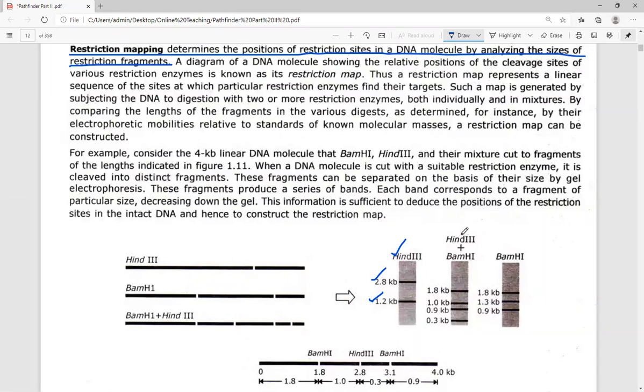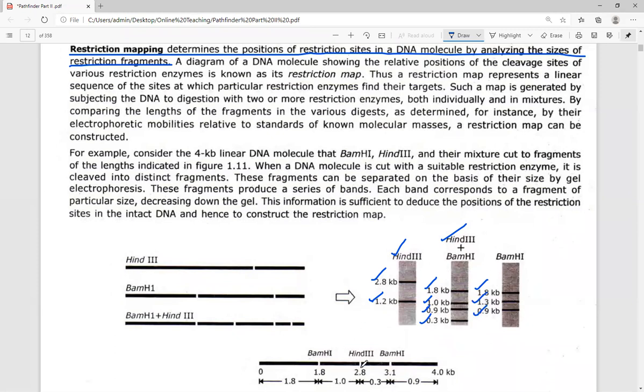Now, when you use a combination of HindIII and BamHI, then you will get the following different types of bands: 1.8 kilobase pair, 1 kilobase pair, 0.9 kilobase pair, 0.3 kilobase pair. These are the different bands which have been obtained. Okay, then when you use BamHI alone, you obtain 1.8, 1.3, and 0.9 kilobase pair bands.